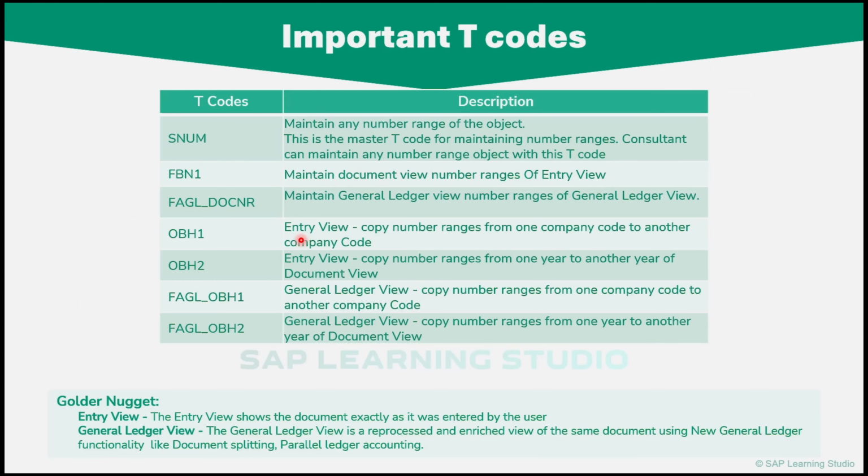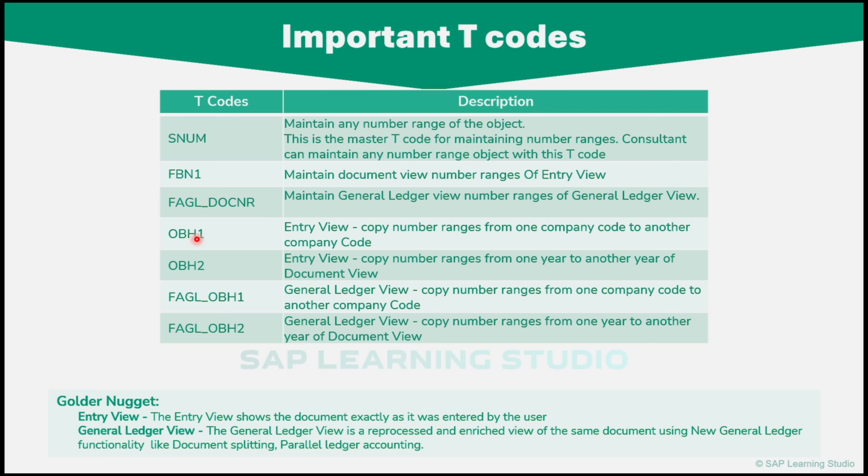These are the important T codes every finance consultant must be aware of. SNUM is a master T code to maintain the number range. You can maintain any kind of number range through T code SNUM, provided you know which number range object needs to be maintained. FBN1 is the T code to maintain the entry view of the number ranges. FAGL_DOCNR is the T code to maintain the general ledger view of the number ranges.